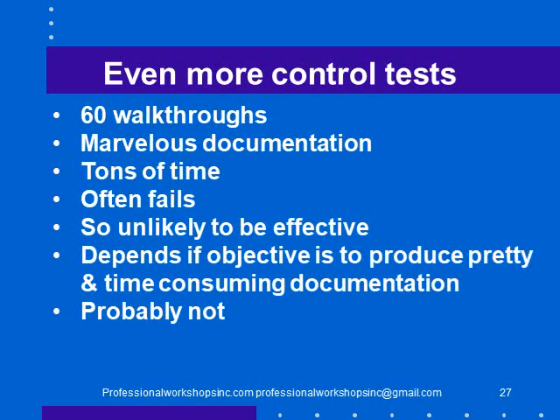Now more from control tests. The standard 20, 40, 60 walkthroughs. It's marvelous documentation. Takes tons and tons of time. For those of you that have done 20, and I forget the rule, if 2 at 20 fail, you've got to do 40. And when you do 40, 3 more fail, and then you do 60 and 6 fail. So it often fails. You do a lot of work and it really doesn't work. It doesn't provide you with evidence, so it's unlikely to be effective. It's certainly time consuming. And it depends if your objective is producing pretty documentation and spending a lot of boring time in the file.